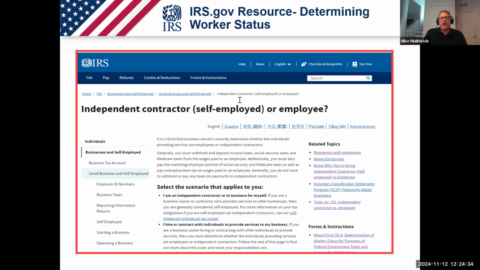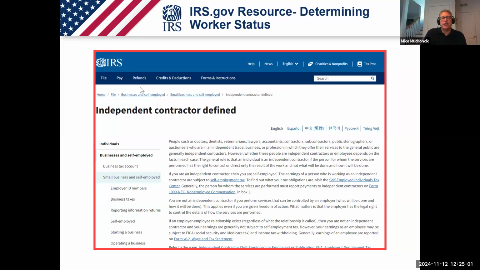We also have at irs.gov this site within irs.gov titled Independent Contractor or Employee. So much more detail of what I just discussed can be provided to you there and help you understand the rules to help you make that determination. In addition, there is the Independent Contractor Defined website within irs.gov. And that, again, is just another resource for you.